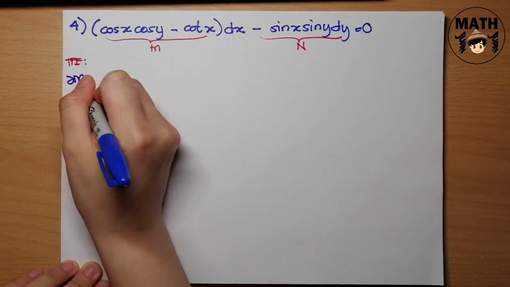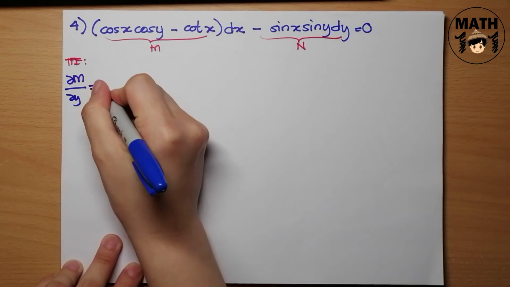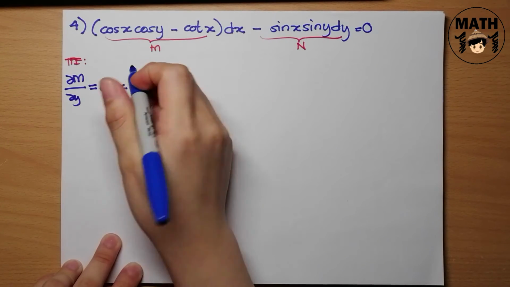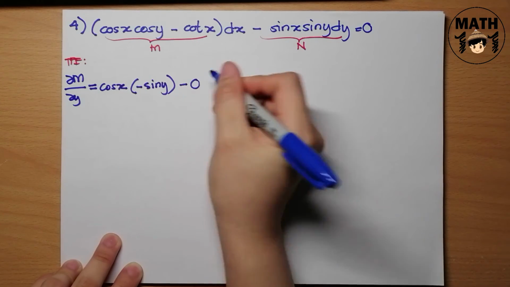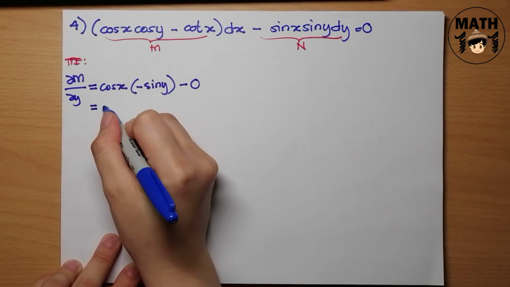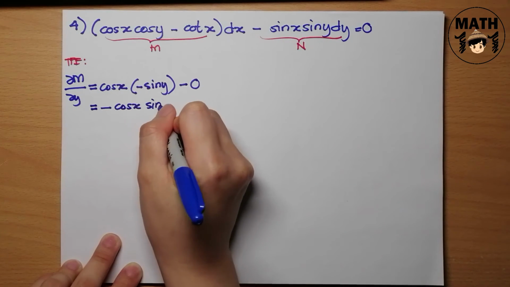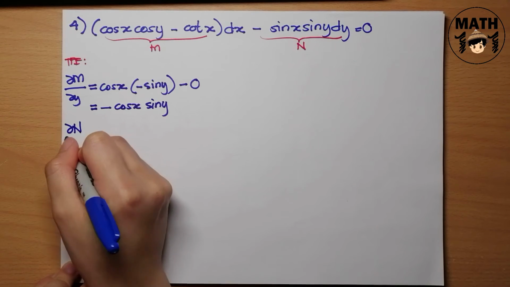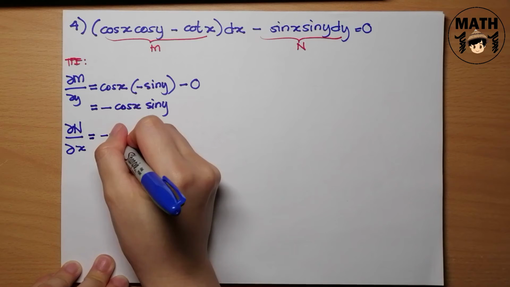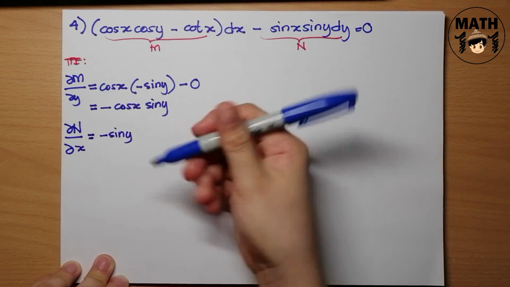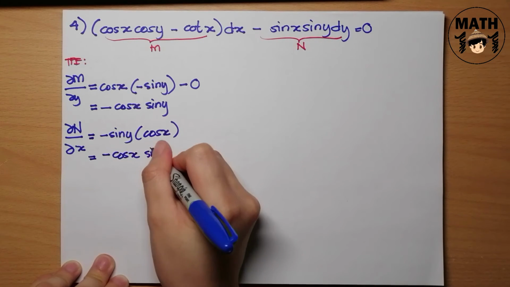Take the partial derivative of M with respect kay y. Lahat ng hindi y ay taken as constant. Constant si cosine x. Derivative ng cosine y ay negative sine y. Minus, this is a function of x, kaya siya ay taken as constant. Ang derivative ay 0. So, the partial derivative of M with respect to y is negative cosine x sine of y. Next, partial derivative of N with respect to x. Lahat ng hindi x ay taken as constant. Negative sine y. Then, derivative ng sine x ay cosine of x. This is equal to negative cosine of x, sine of y.